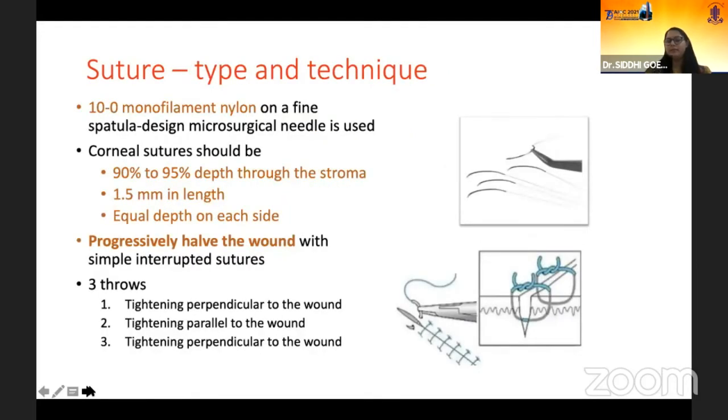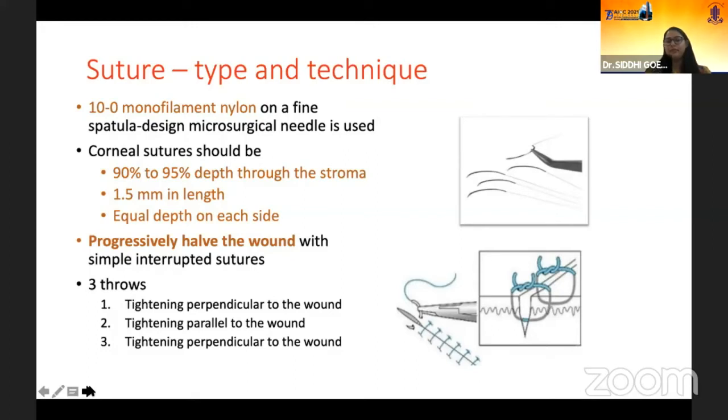Now the type and technique of suturing. For cornea, we use a 10-0 monofilament suture on a fine spatulated microsurgical needle, and the intended depth of suturing is 90 to 95% of the stroma. The usual suture length is 1.5 millimeters with an equal depth on either side.